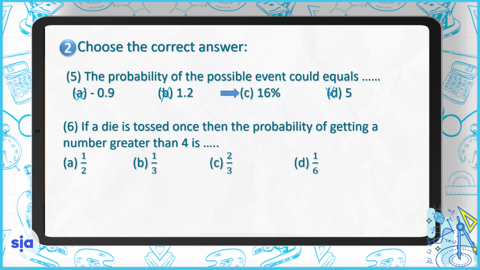Question 6. If a die is tossed once, then the probability of getting a number greater than 4 is what? Greater than 4 means either 5 or 6. So they are 2 numbers out of the 6 numbers we have. If you simplify this, it is 1 over 3.